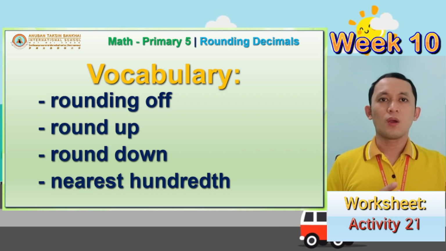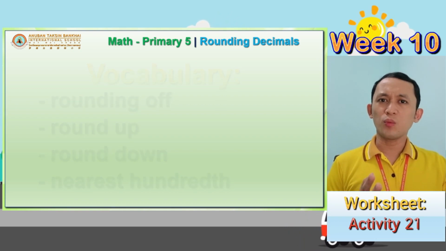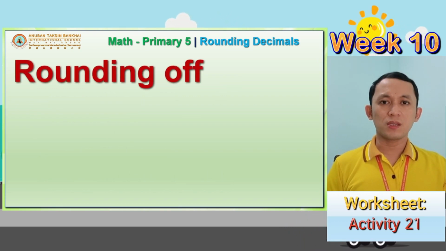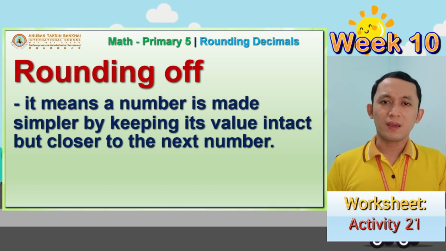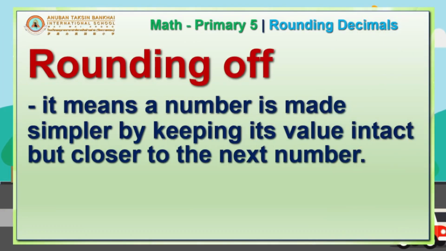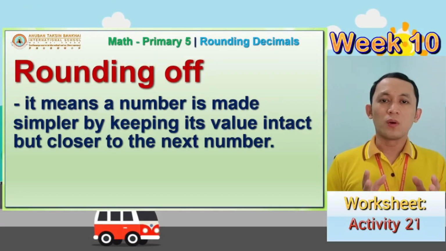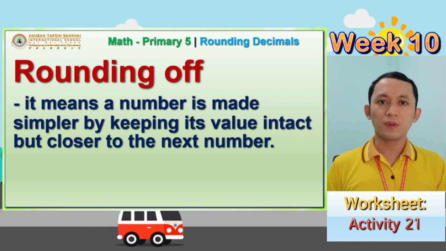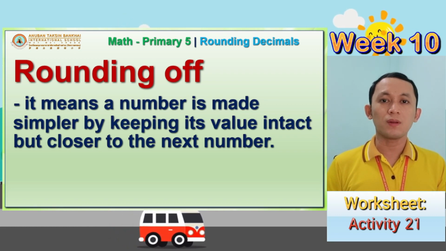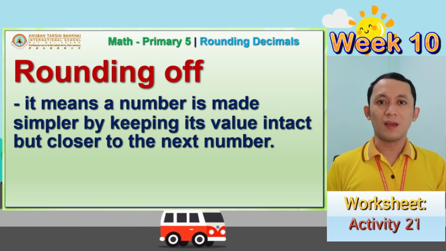So again, we have here the definition of rounding off. Why are we rounding off numbers? Rounding off means a number is made simpler by keeping its value intact by making it closer to the next number. Most of the time we round off numbers to make them more simple and easy to read.